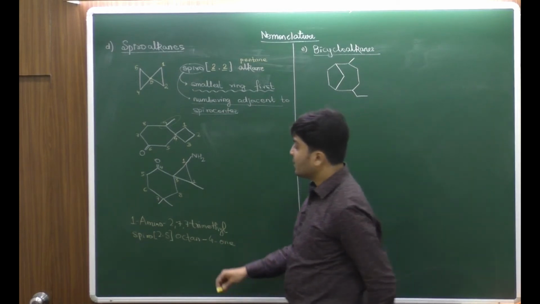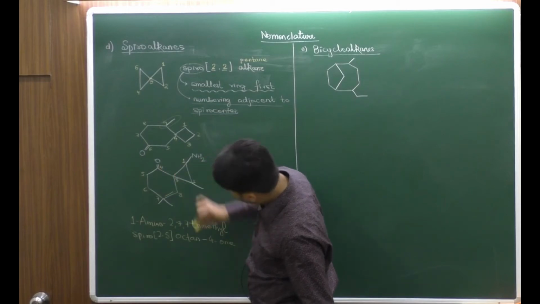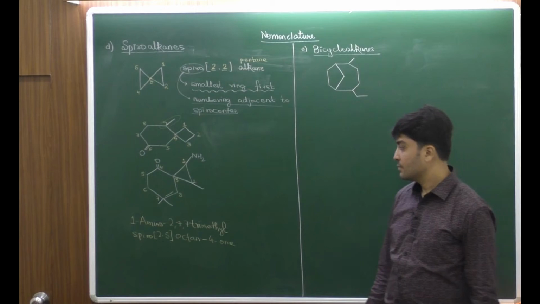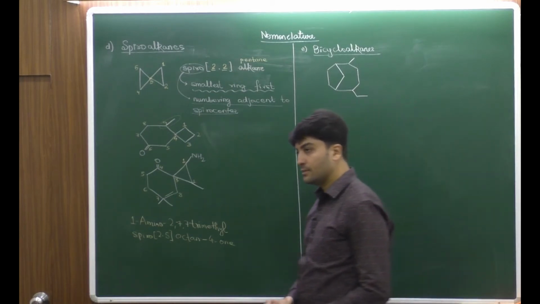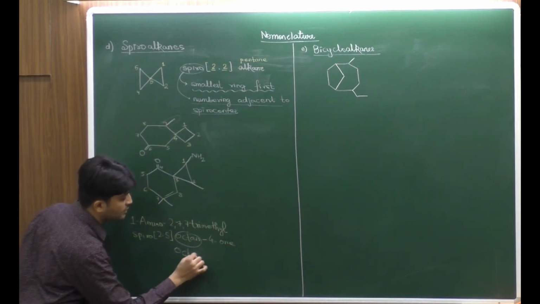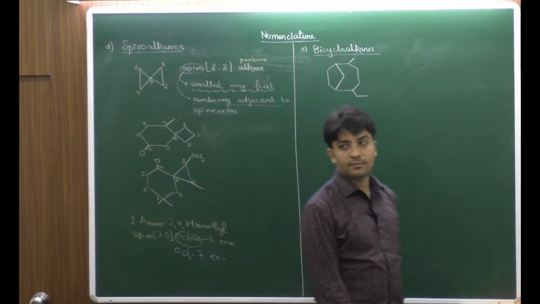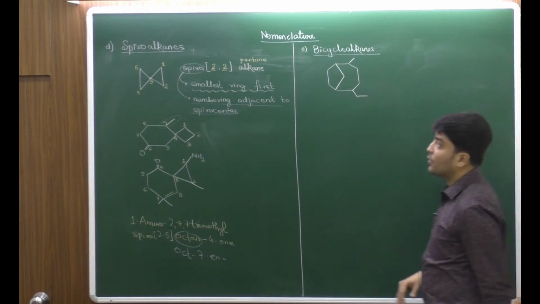If it was having a double bond somewhere here, then it would be named as oct-7-ene, 4-one. Only here it comes as oct-7-ene, rest remains the same. Clear? So that's how the spiro compounds are named.